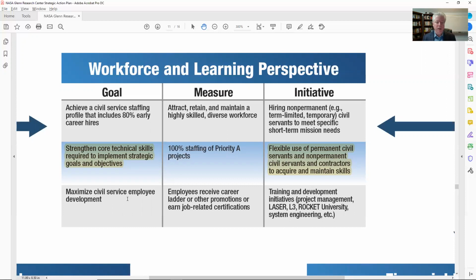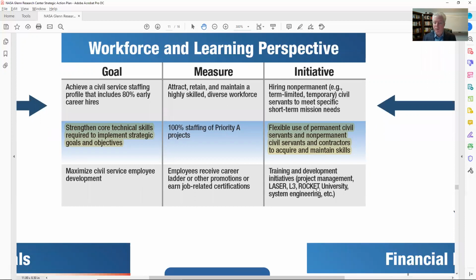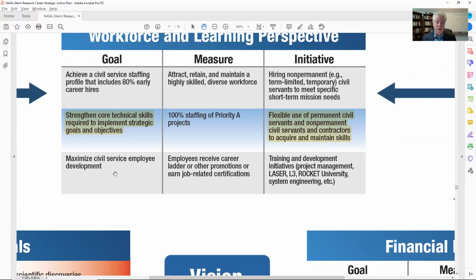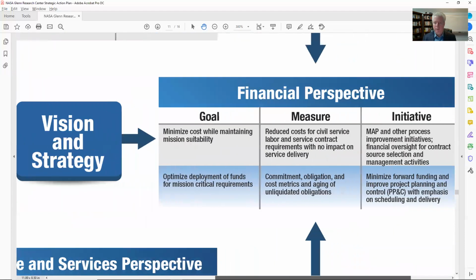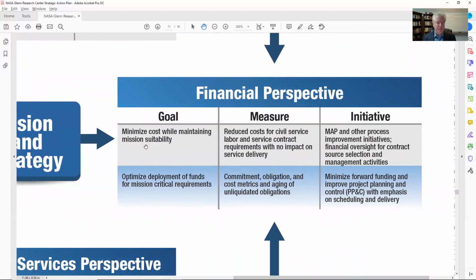Maximize civil service employee development, career ladder, promotion, and training and development initiatives. So they have a lot of stuff they want to train their own people up with. That's not my customers, but again, if you're in the training side of the house, this would be a great place for you to pop in and say, hey, we can help get the civil service employees all the training they need. And then let's come down to the financial one here. So financial perspective, minimize cost while maintaining mission suitability. So basically they want to reduce costs without impacting service delivery, which makes sense.